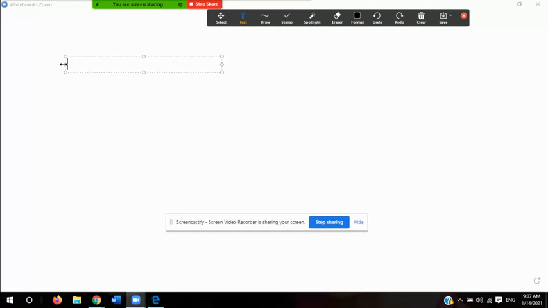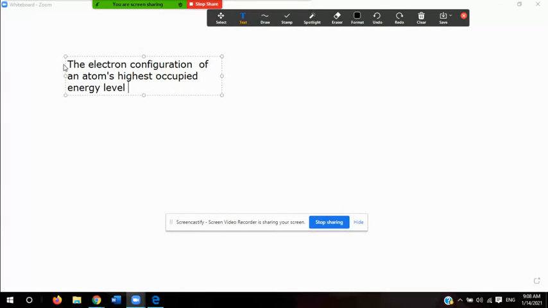The first thing worth noting about the electron configuration is that the electron configuration of an atom's highest occupied energy level governs the atom's chemical properties.